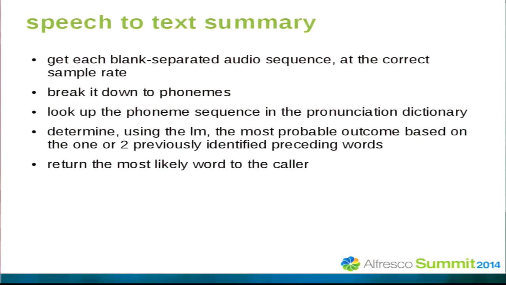To summarize that part: we take the audio file and break every blank-separated audio bit down into elementary sounds. That's the first part, called breaking it down to phonemes. Then you look that up in the dictionary to find multiple words that would approximately match that actual word. Then you use statistics based on the previous word or the previous two words to select the proper candidate. And then you just return that word to the calling script, or in a sense, the repository.